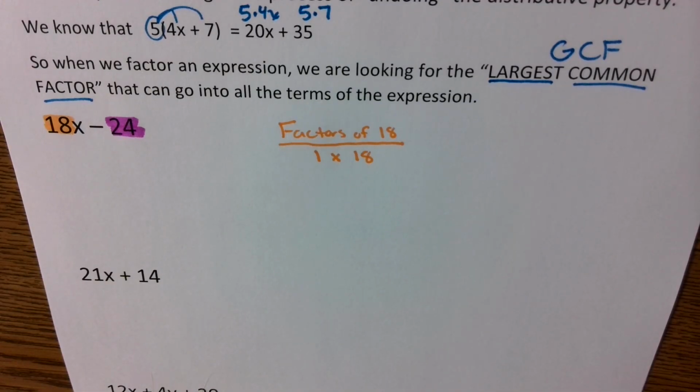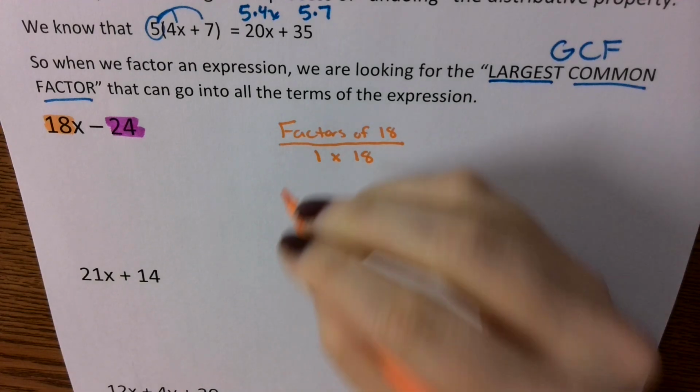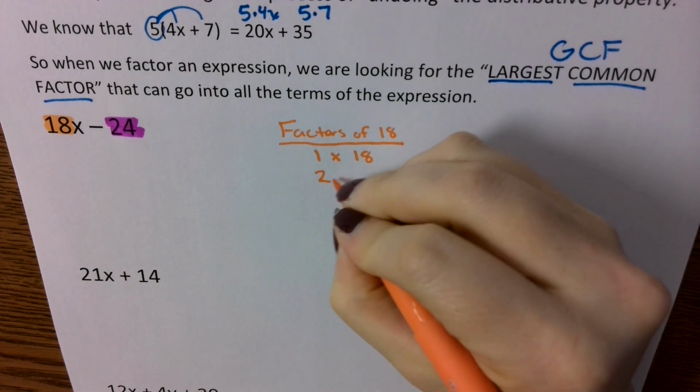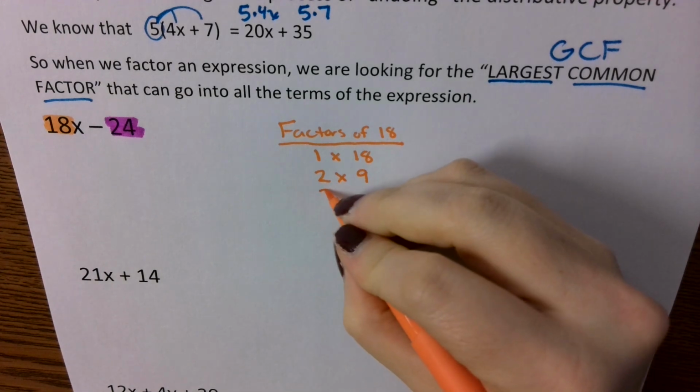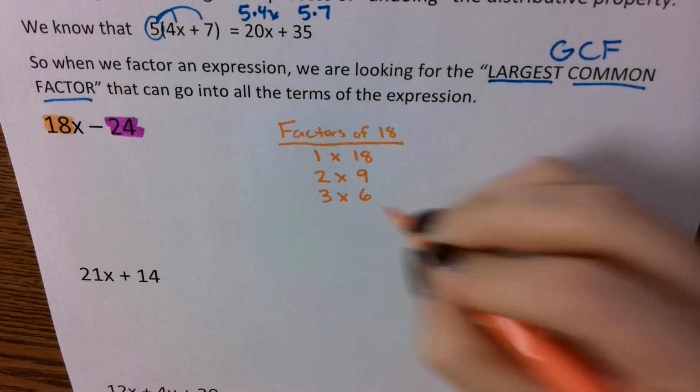What about 2? Can 2 times something equal 18? Yes. 2 times 9. Thank you. It's okay. 2 times 9 can equal 18. What about 3? 3 times 6. Good. So 3 times 6 will equal 18.